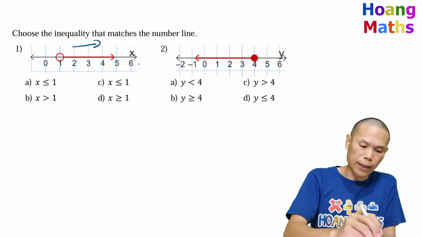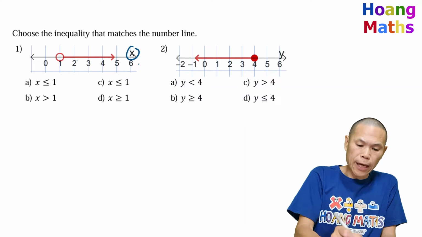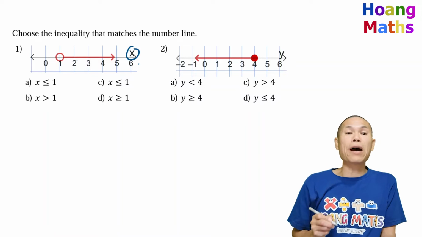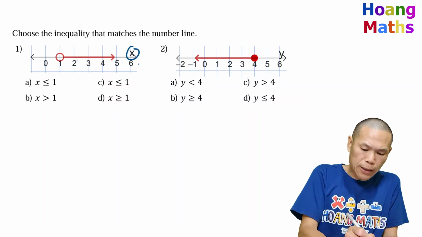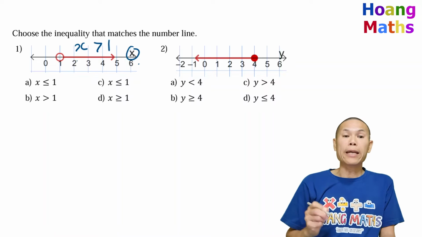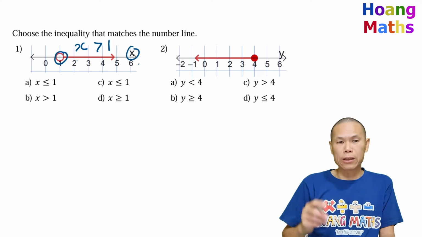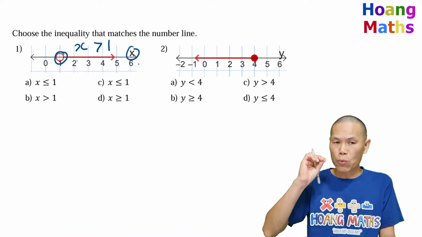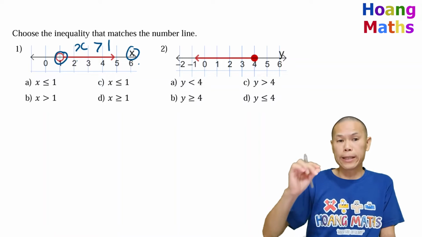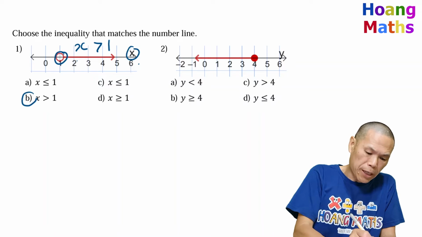So we can write like this. So x is these numbers. This is x. So 2, 3, 4, 5, 6 is x. So that means x is greater than 1. And that's it, because the circle here is empty. So that means not including 1. Okay, so x is greater than 1. So the answer should be B.